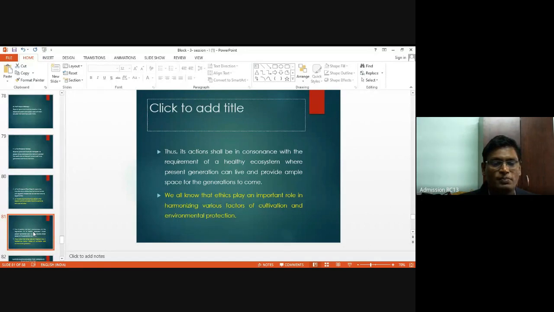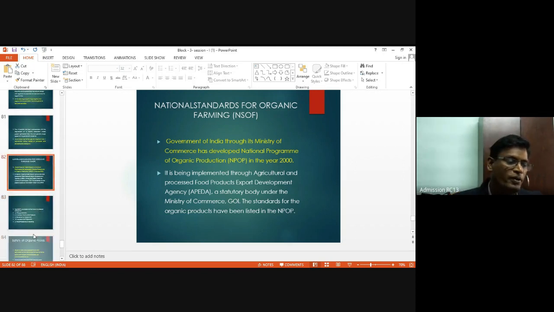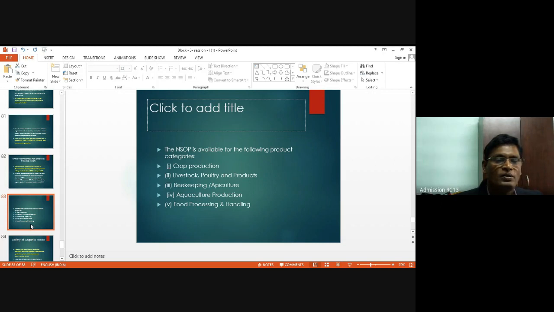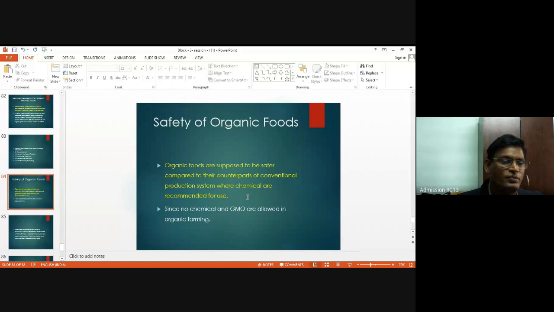So we all know that ethics plays an important role in harmonizing various factors of cultivation and environmental protection. The Government of India, through its Ministry of Commerce, developed the National Programme for Organic Production, implemented in the year 2000 through the Agricultural and Processed Food Products Export Development Authority, a statutory body under the Ministry of Commerce. The standards for organic products have been listed in it. These areas include crop production, livestock, beekeeping, aquaculture, and food processing and handling, where the safety of organic products will be taken care of.